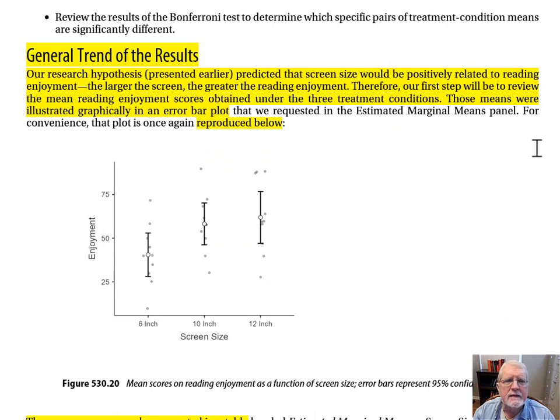Begin on page 26 with this section, General Trend of the Results. Our research hypothesis presented earlier predicted that screen size would be positively related to reading enjoyment. Larger the screen, the greater the reading enjoyment. Therefore, our first step will be to review the mean reading enjoyment scores obtained under the 3 treatment conditions. Those means are illustrated graphically in an error bar plot that's reproduced below.